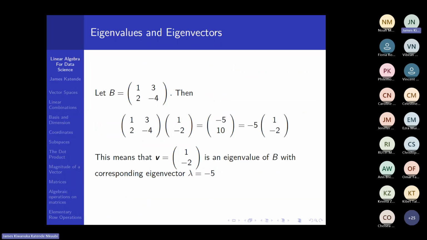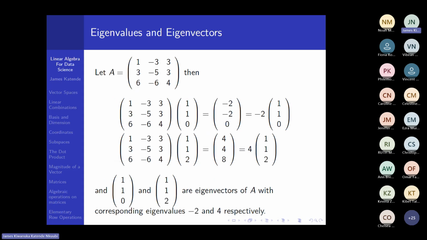So here is another example. You have this matrix, and this turns out to be an eigenvector. Because if you multiply this matrix by this vector, it's the same thing as multiplying that vector by a number, and that number is -5. So -5 is an eigenvalue, and this vector (1, -2) is a corresponding eigenvector. So that's an example of 2 by 2 again.